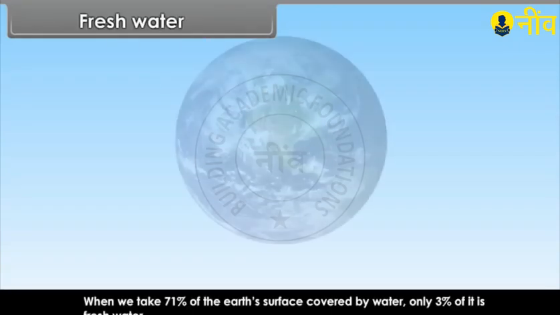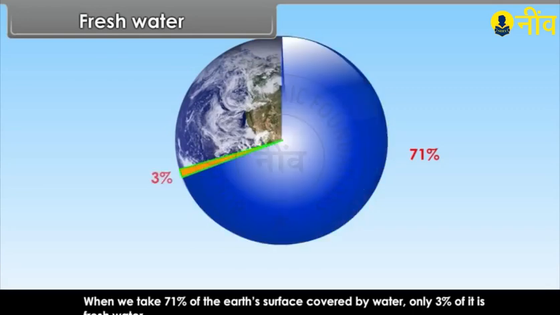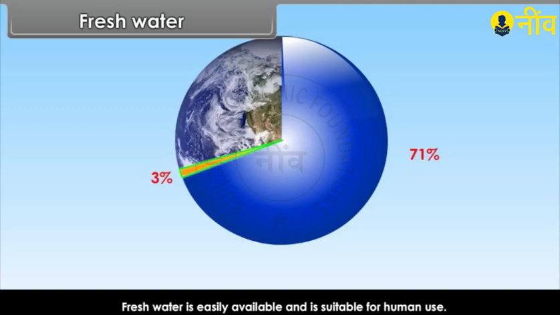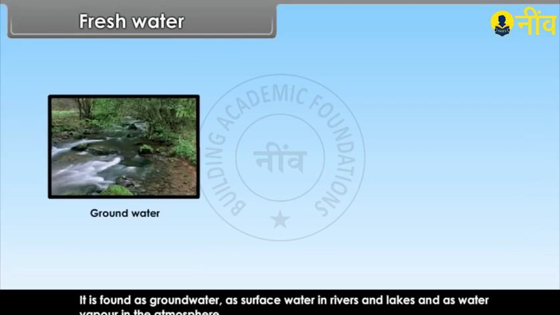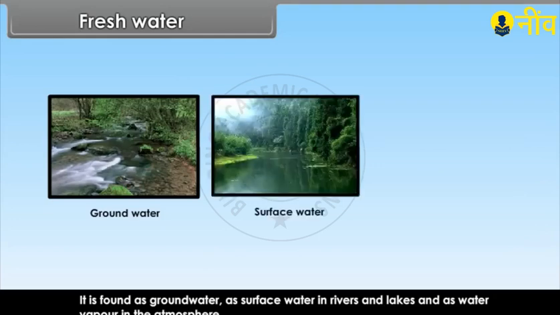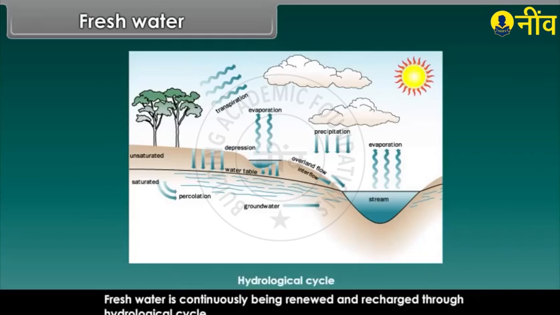Freshwater. Of the 71% of the Earth's surface which is covered by water, only 3% of it is fresh water. Fresh water is easily available and is suitable for human use. It is found as groundwater, as surface water in rivers and lakes, and as water vapor in the atmosphere. Fresh water is continuously being renewed and recharged through the hydrological cycle.